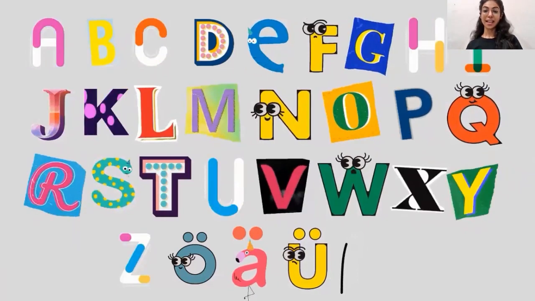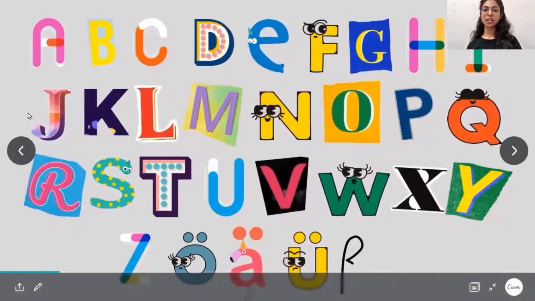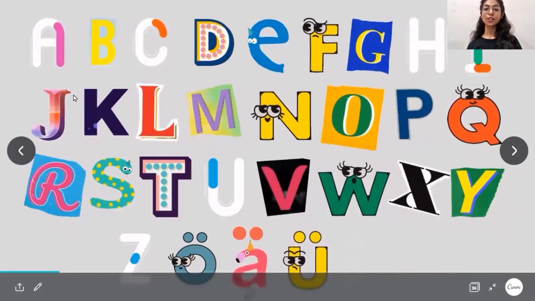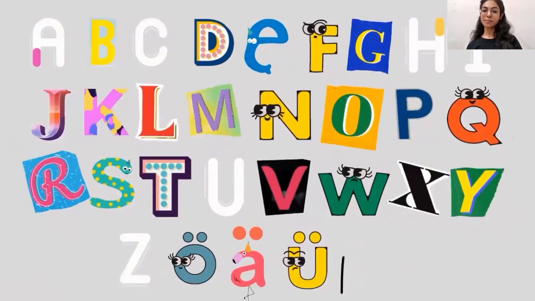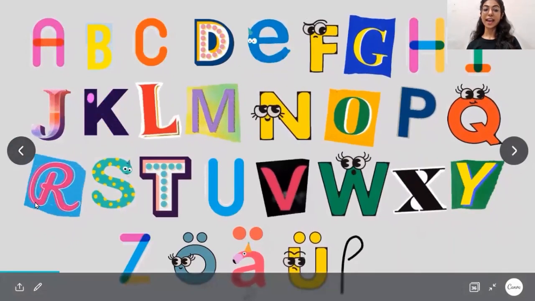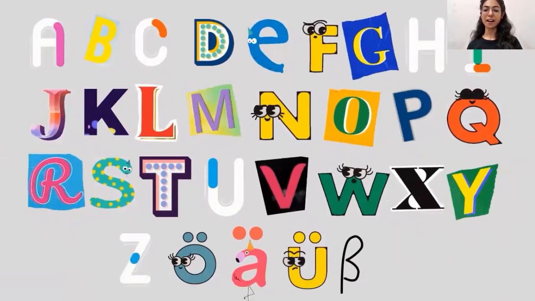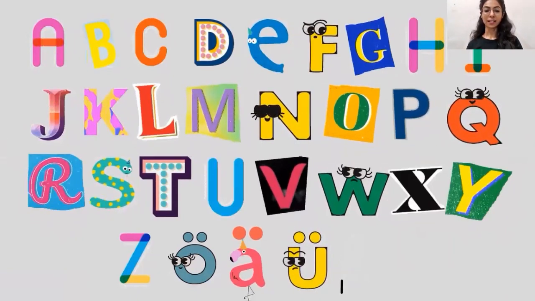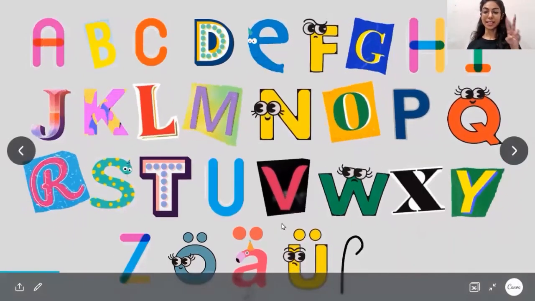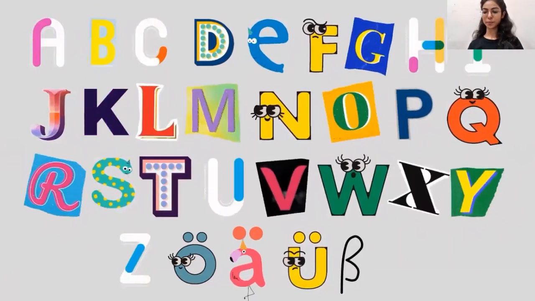Next alphabet is J. That is Jot. Say that again. Jot. Then comes next one, R. R in German is Er. Say that, Er. Next is V. V is Fau. Say Fau. Fau.